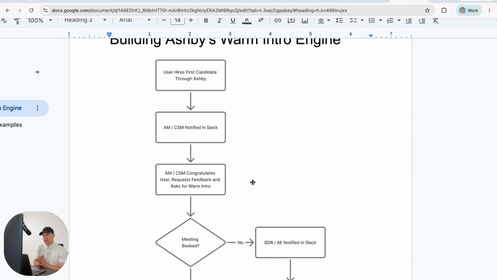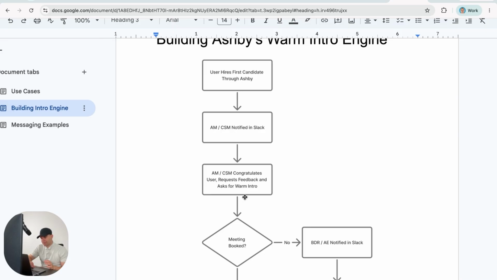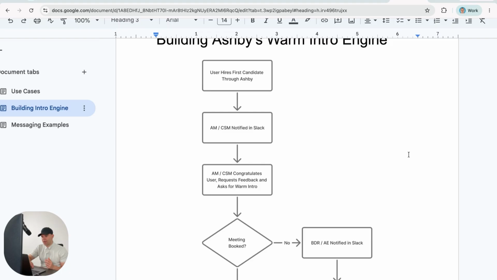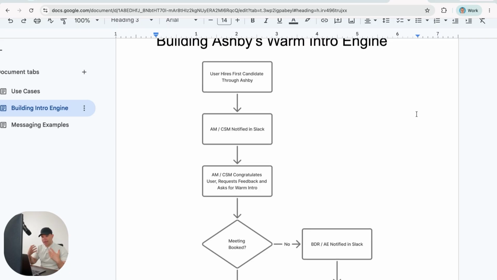And we could then suggest the name, like we had over in use cases. Now, did we book a meeting from that? Yes, okay, we can stop there. If no, well, actually, we can notify our BDR AE in Slack, and then the rep can reach out to the prospect, name dropping the user, the shared contact, their success with the product, and how they're currently dealing with hiring candidates at the moment at the company.